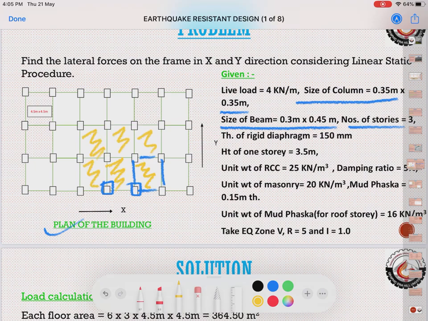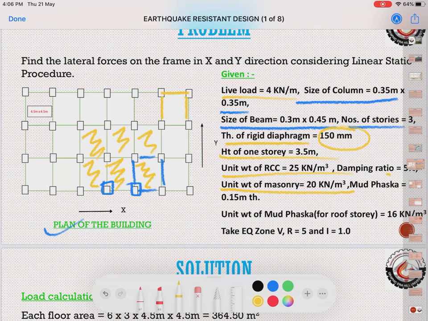Then comes the white region. All these white regions are slabs, and slabs are also called diaphragms. The thickness of the slab is 150 mm and the height of one story is 3.5 meter. Live load is 4 kilonewton per meter square. Unit weight of RCC, you know this value. Unit weight of masonry is 20 kilonewton per meter cube.